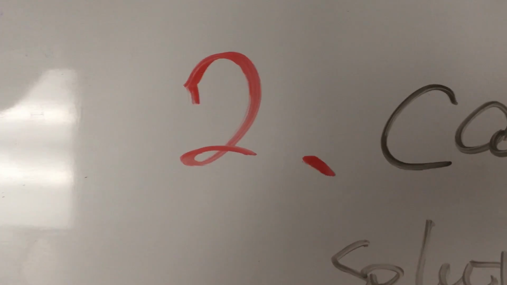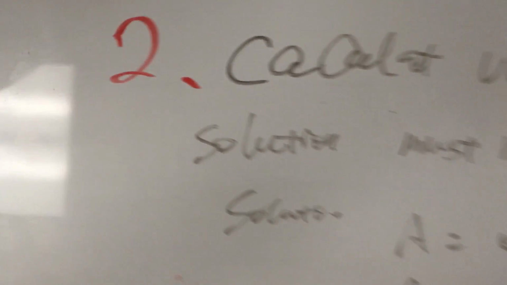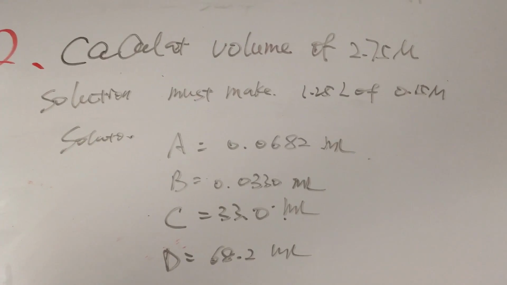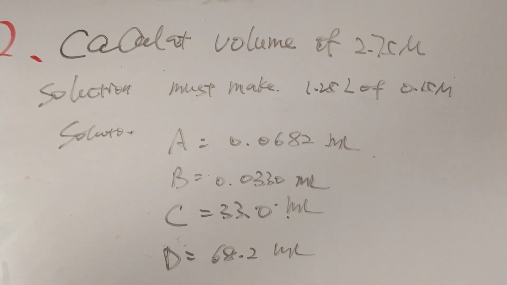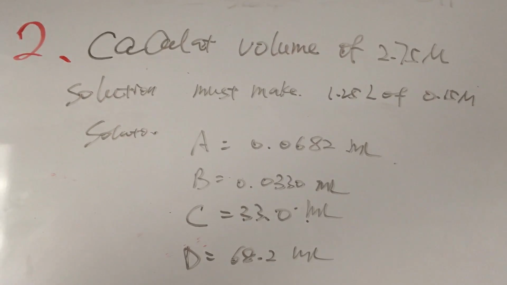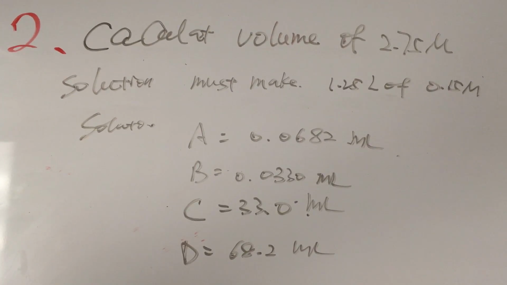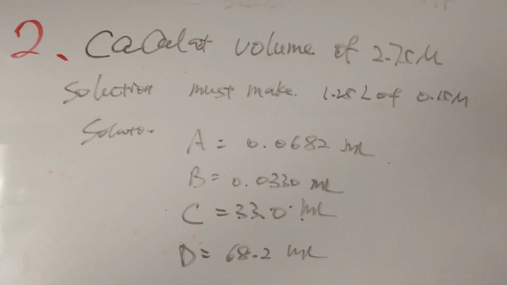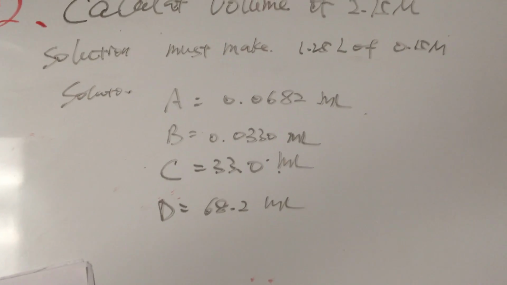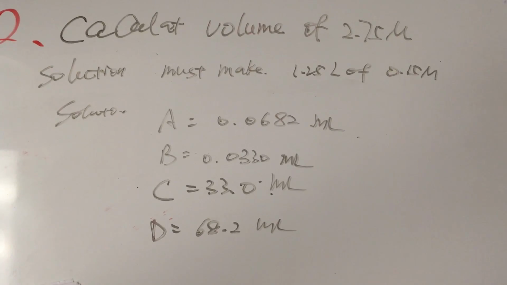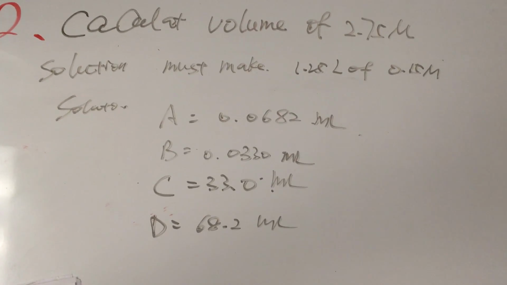Hello everyone, here is simple question 2. Still in stoichiometry. Calculate the volume of 2.75 molar solution that must be used to make 1.25 liters of a 0.15 molar solution. So here we go. As we know, we have to calculate how many moles are in 1 liter.